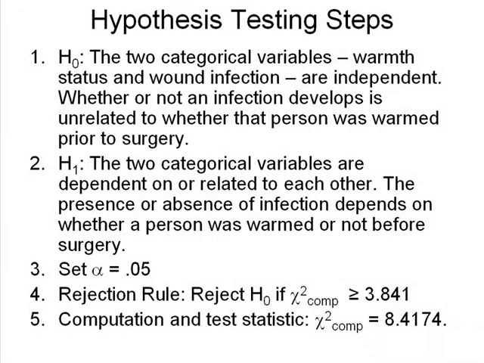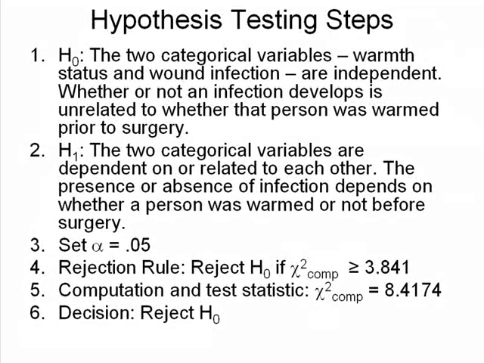Now we have to look at our computed value of 8.41 and compare that to our rejection rule. It says reject HO if our chi-square comp, which we now know is 8.4174, is greater than 3.841. Well, 8 is greater than 3. So definitely our chi-square comp is greater than our critical value. So we do get to reject HO if it's greater, and it is. So step number 6, we just say decision, reject the null hypothesis.